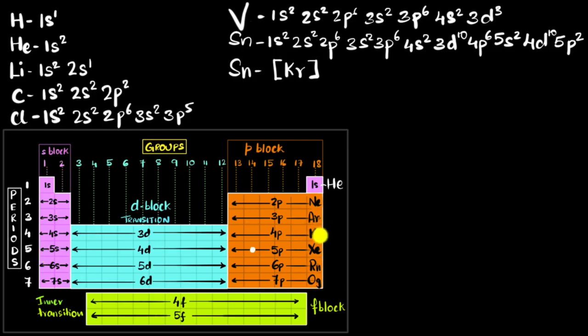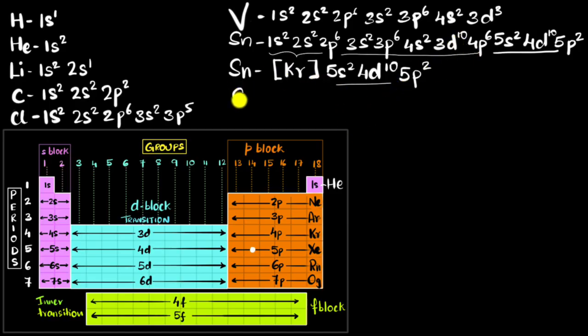And then you start from krypton, and then you go here. So we say 5s2, 4d10, and 5p2. See, this is the part that we have written over here, and all the rest over here, we say that's basically krypton's electronic configuration. So we write that in the bracket. This is a shorthand notation of what we wrote over here.